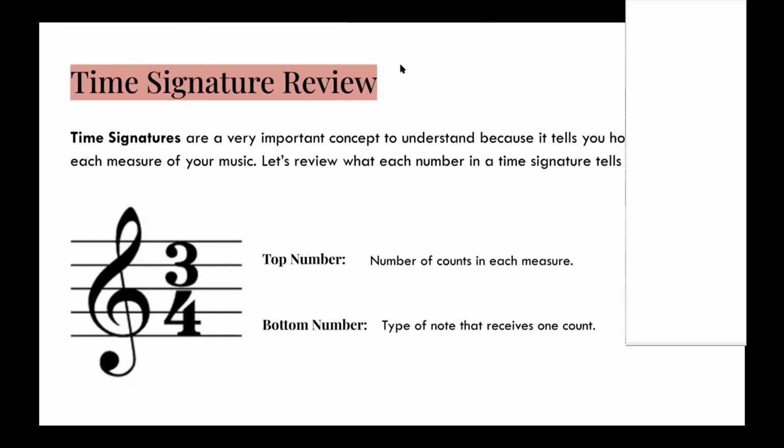So now we're going over time signature review. Time signatures are a very important concept to understand because it tells you how to count each measure of your music. So let's review what each number in a time signature tells us. So the top number, the 3 in this case, is the number of counts in each measure. And then the bottom number, 4 in this case, is the type of note that receives 1 count.